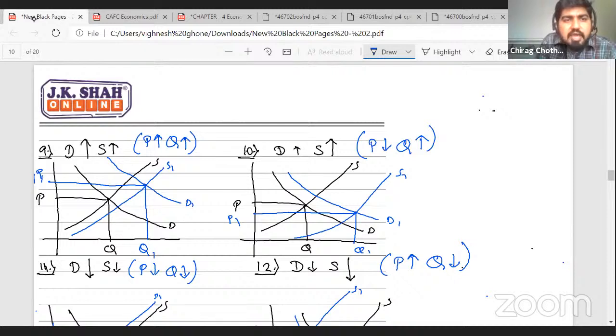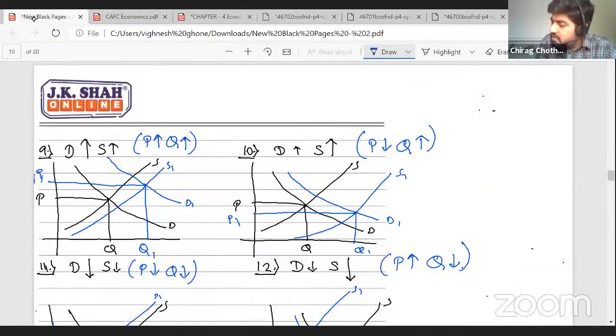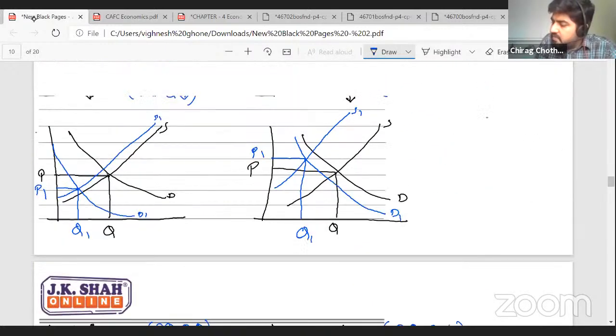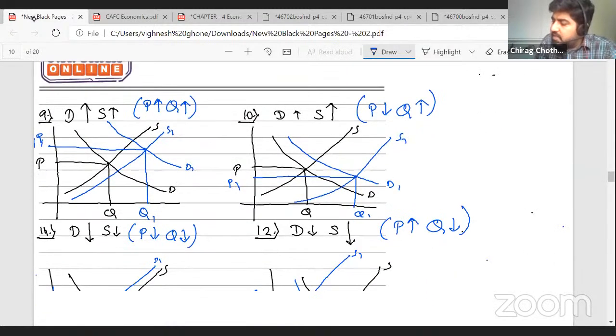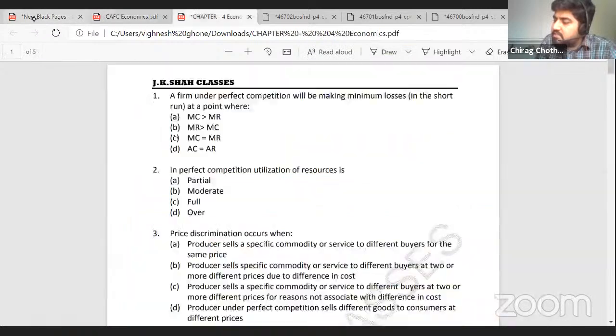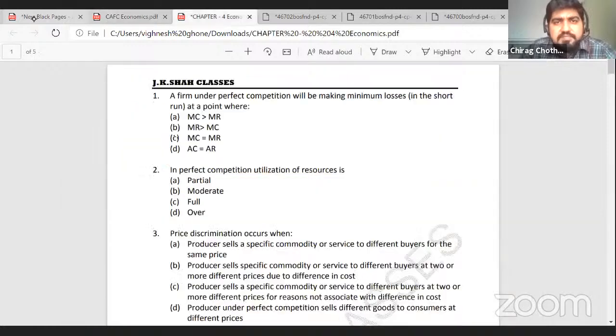Okay. Case number 9. No, no, no, no. Supply increases more than the increase in demand. Yes. So that will be case number 10. Yes. Supply increases more than the increase in demand. So equilibrium price falls and equilibrium quantity increases. Equilibrium price falls and equilibrium quantity increases. Is that the same thing which I have written? Yes, I think so. Yes, yes, yes.